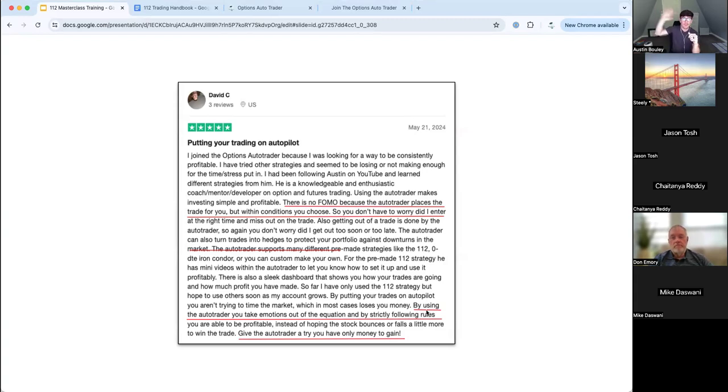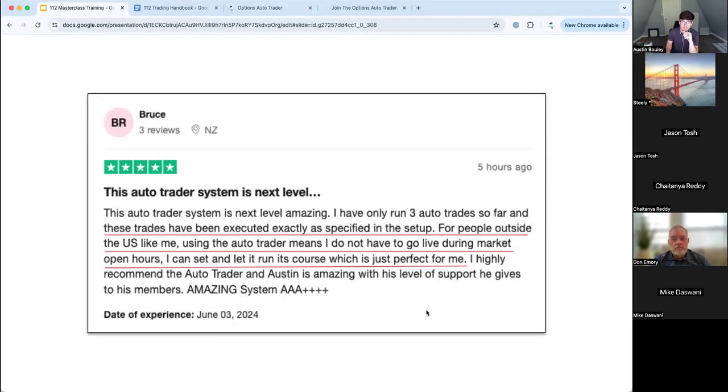Guys, who here would love to remove the emotions of trading? You're like, Austin, I have these rules and these rules work, but I get in my own head, I get in my own way, and I mess up. And that's what the options auto trader is for. It gets you out of your own way and allows the rules to work for themselves.